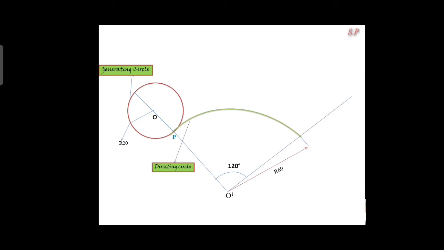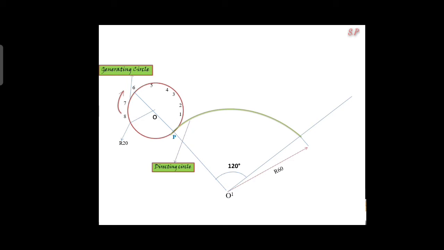directing circle. Then you divide the circle into 12 parts. Here the generating circle rolls on the outside circumference of the directing circle. Then you have to divide the generating circle into 12 equal parts. I am dividing the generating circle into 12 equal parts.